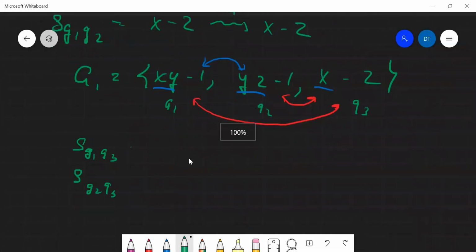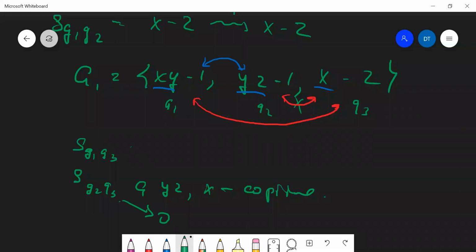Okay, but now let's look at G2 and G3. Their leading terms are yz and x. They are coprime. There is no common multiple. Since these are coprime, we know that this S polynomial will be reduced to zero with respect to G. So we don't need to check it. This simplifies the computation. So now we have to check only one S polynomial.